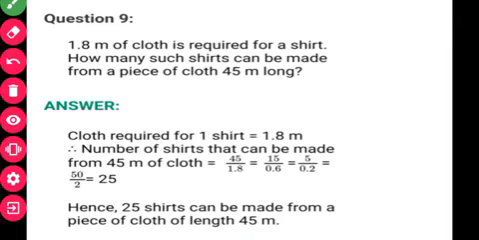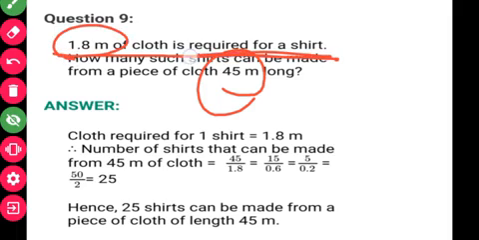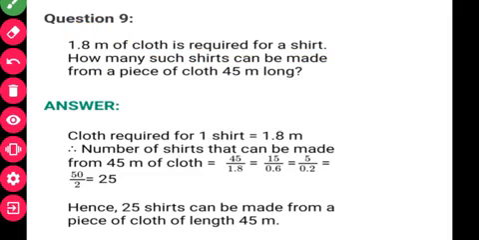Now come to the next question. Question number 9 is given. 1.8 meter of cloth is required for a shirt. How many such shirts can be made from a piece of cloth 45 meter long? So here it is given 1.8 meter of cloth is required for a shirt. That means the required cloth for a shirt is 1.8 meter. So the question asks how many such shirts can be made from a piece of cloth of 45 meter.